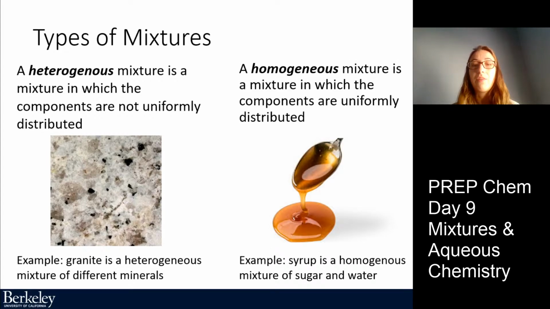On the other hand, we have a homogeneous mixture. In a homogeneous mixture, all of the components are uniformly distributed. If you look at this picture of syrup, we know that syrup is a homogeneous mixture of sugar and water. When you mix them together, you get this sort of solution where visually, to our eyes, we cannot distinguish any of the components.